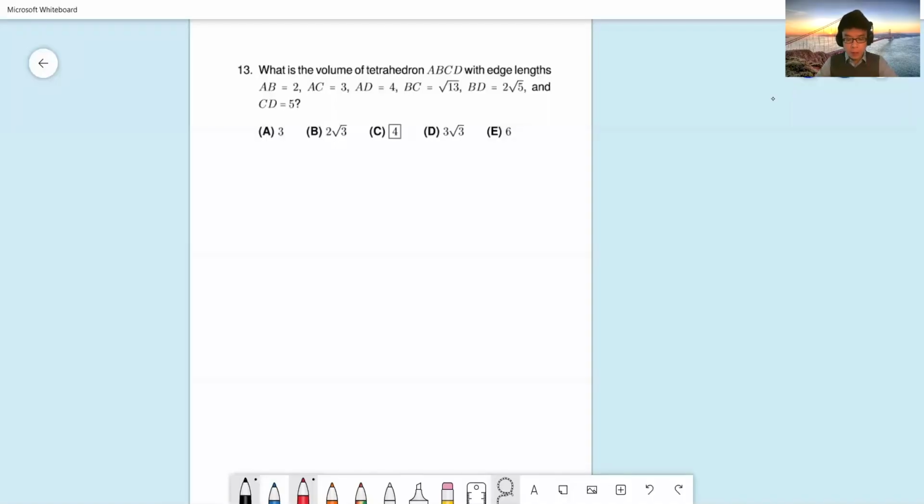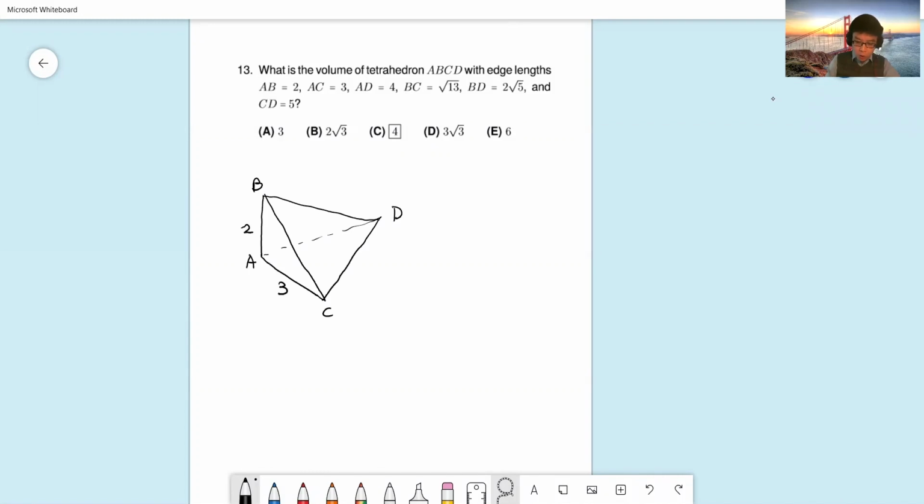Question 13, we have a tetrahedron ABCD with edge lengths given. Now let's find the volume. Here I draw the tetrahedron. Suppose this is A, this is B, this is C, this is D. AB equals 2, AC equals 3, AD equals 4, BC equals root 13, BD equals 2 root 5, and CD equals 5.